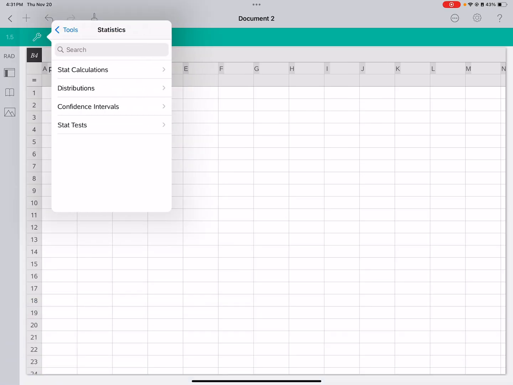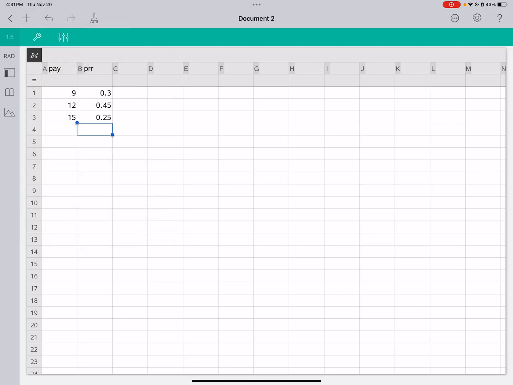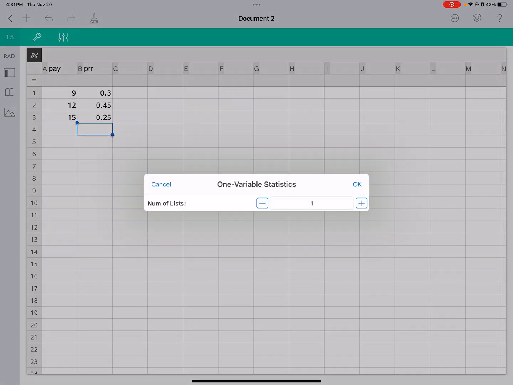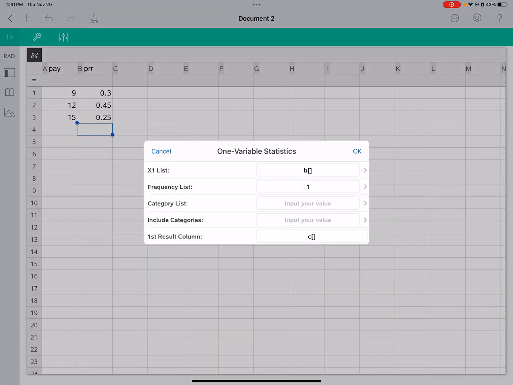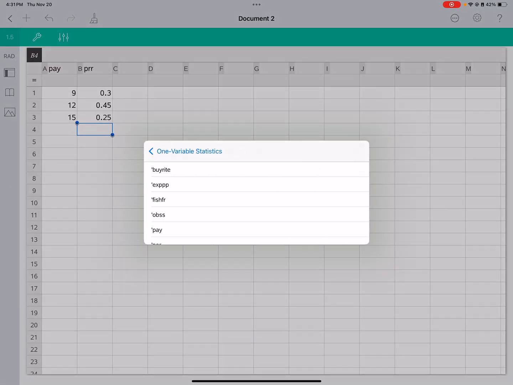Okay, so now we're going to go ahead and do a one variable statistics, which is menu, stat, which is 4, 1, which is stat calc, 1, which is one variable statistics. Just hit OK. We're doing one list because it's just about the pay. The second list is the probability about the pay. So we're talking about one thing and we're doing one list. So you're going to do drop down menu on the X list, and that is going to be pay.